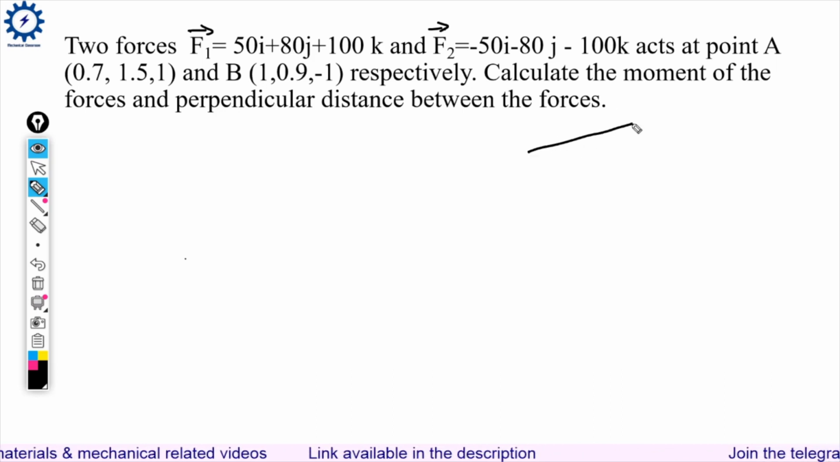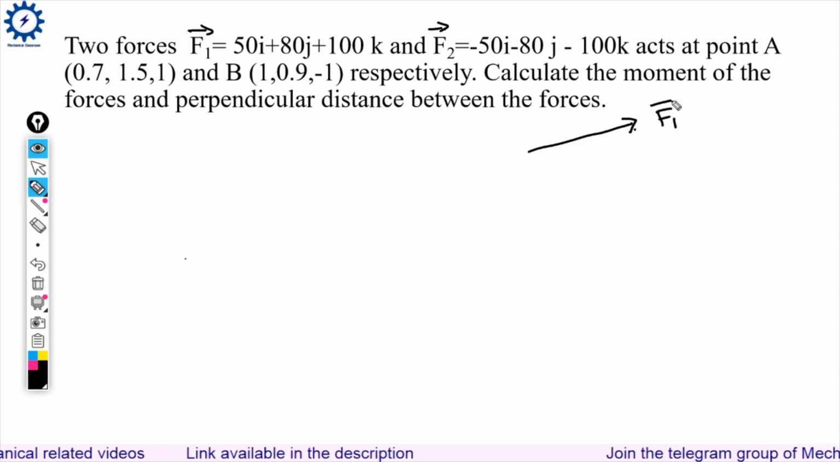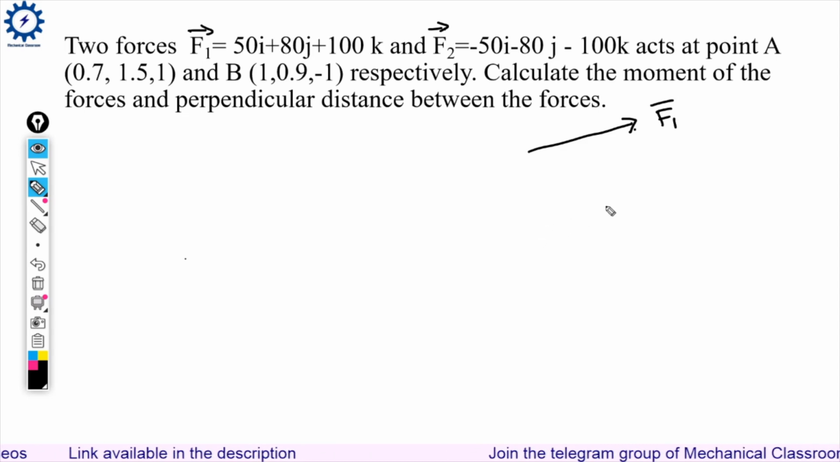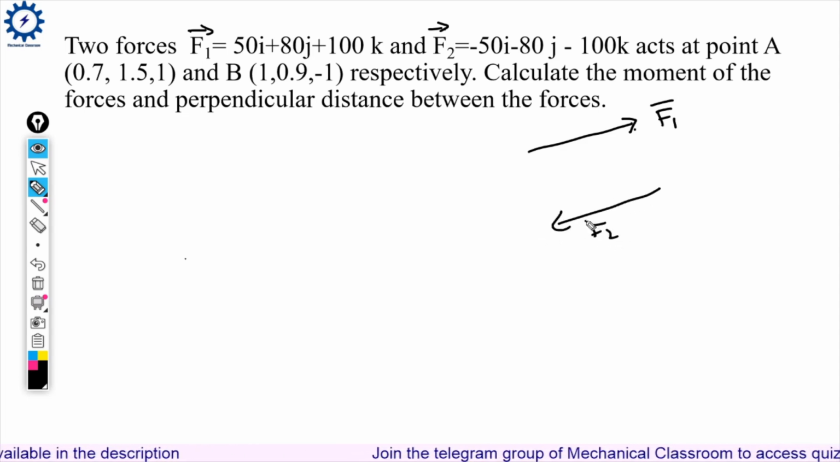Okay. So, let this be our force vector, the first force vector F1 bar, and let this be F2 bar. Okay. Why do we mark F1 and F2 like this?